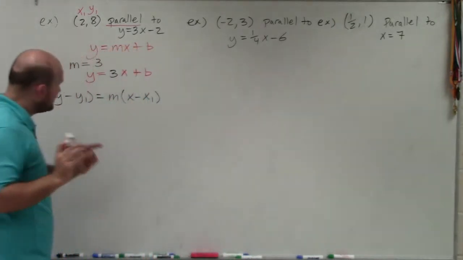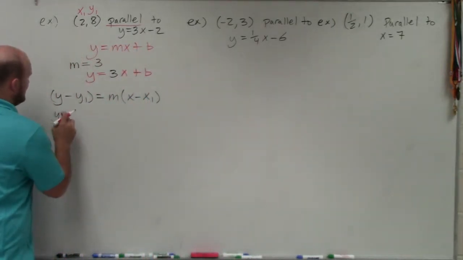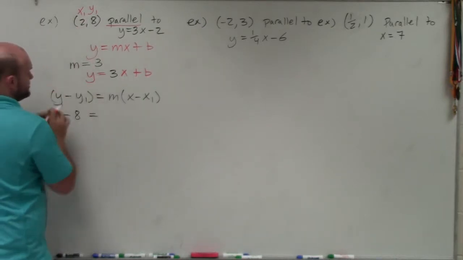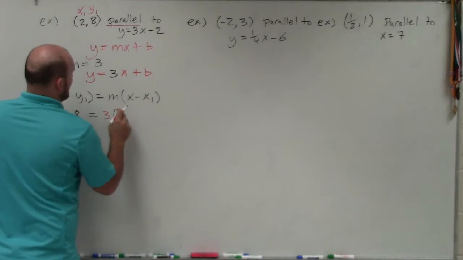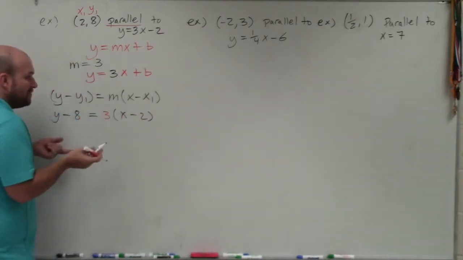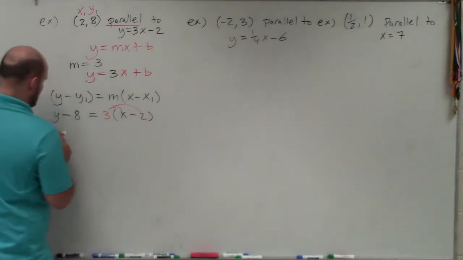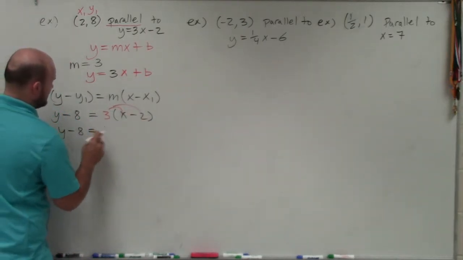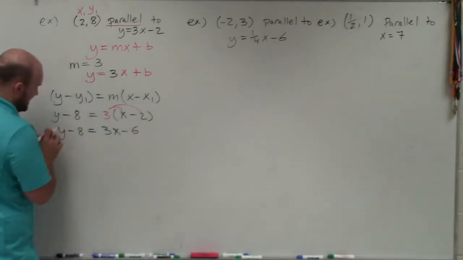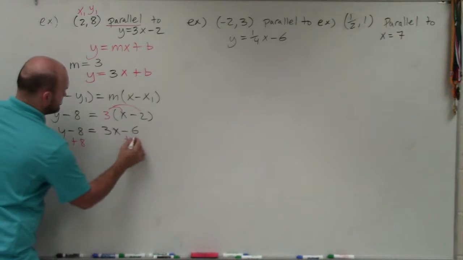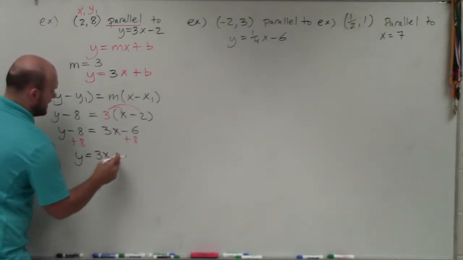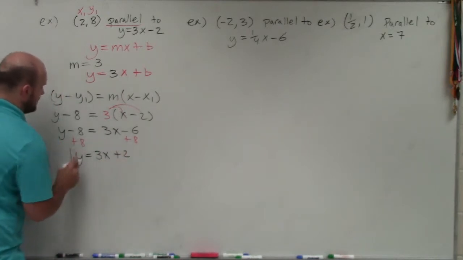So now I'm going to plug in the information that I have. I have y minus y1, which is 8, equals m, which is 3, times x minus x1, which is 2. Now, given this information, I apply the distributive property. I have y minus 8 equals 3x minus 6. Then I add the 8 to both sides, and I have my equation written in slope-intercept form, y equals 3x plus 2.